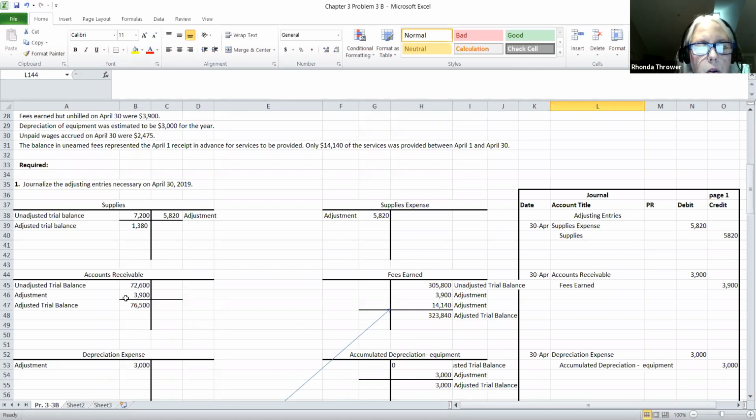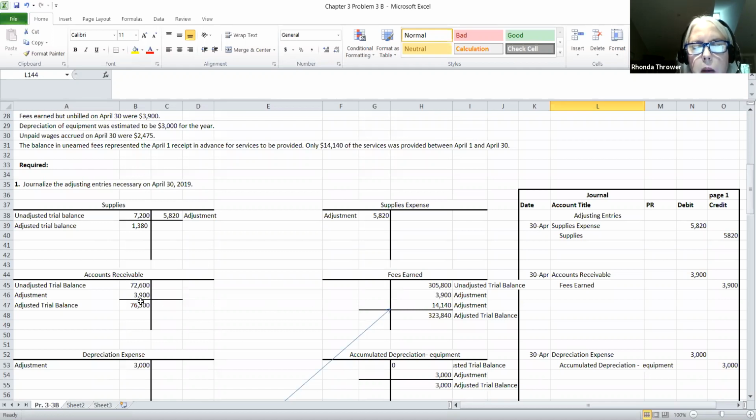Because this is an example of an accrual, both accounts are going to increase. My fees earned is also going to increase by $3,900. So fees earned also had a balance in it from your unadjusted trial balance, or your ledger account had this balance in it. Now we're going to need to add $3,900 because of this transaction where we had earned fees but not billed, which means it's accrued revenue. If it's an accrual, both accounts are increasing.